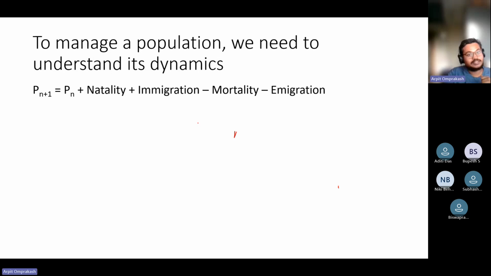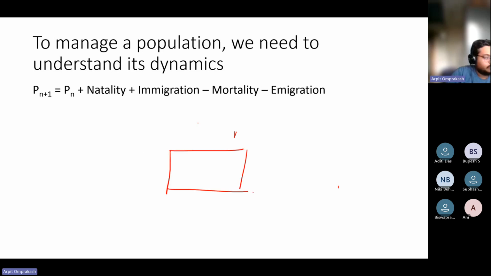the most basic equation, or the most basic model, of how a population changes. Here we have Pn plus 1, which is the number of individuals at time n plus 1, or generation n plus 1. It equals the number of individuals in generation n, which is Pn, plus the natality plus immigration minus mortality minus emigration. Let's say we have a population in the n generation, Pn. There are four major forces that can act on it.